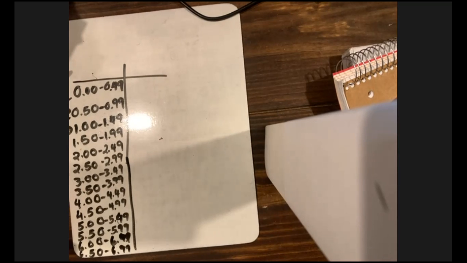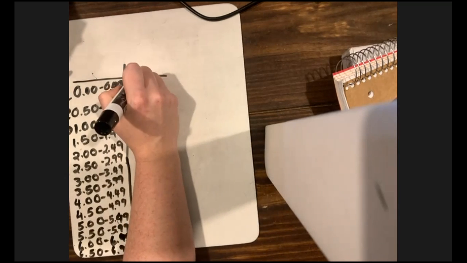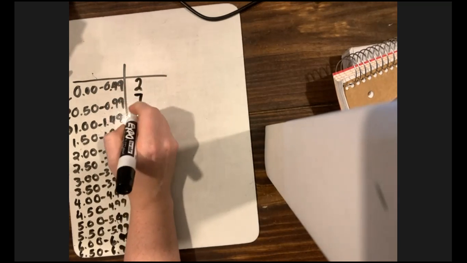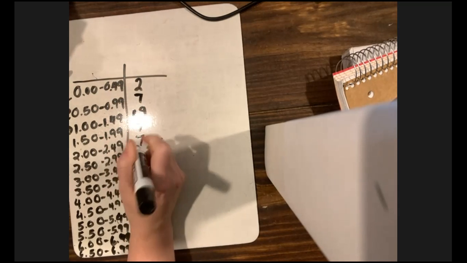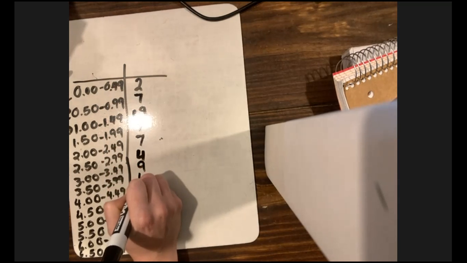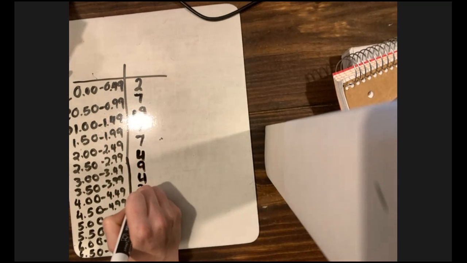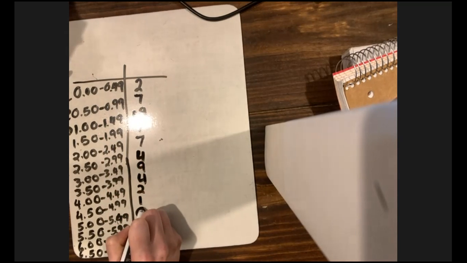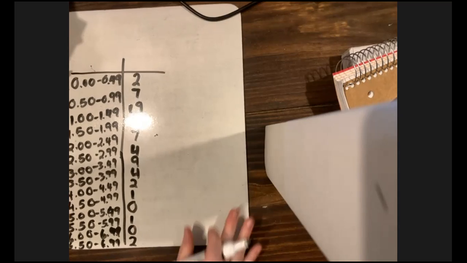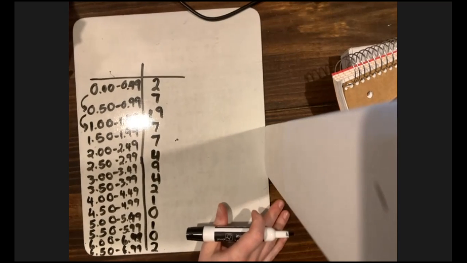So now once we've created that whole lovely list, okay, now we're just going to go through and count the number that are in each category. Okay, so I've got 2, 7, 19, 7, 7, 4, 9, 4, 2, 1, 0, 1, 0, and 2. So notice here that I do have a couple of categories that don't have anything in them, but I still have to have them listed when we're doing the big grouping.